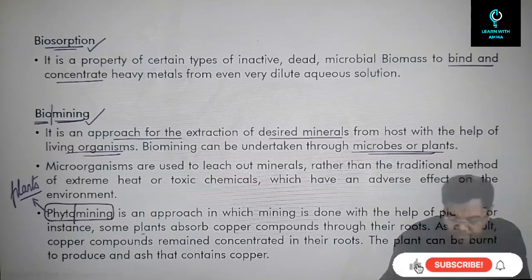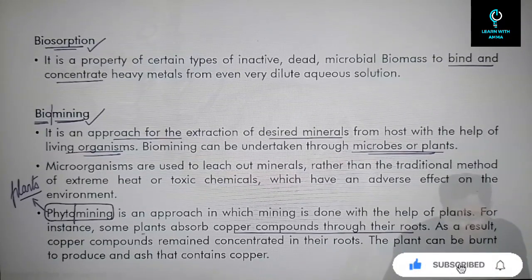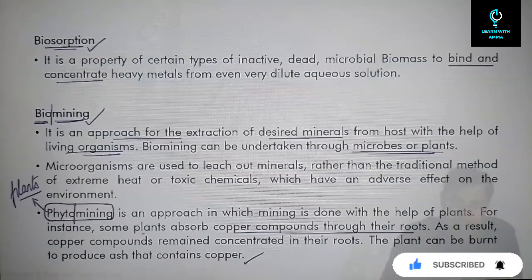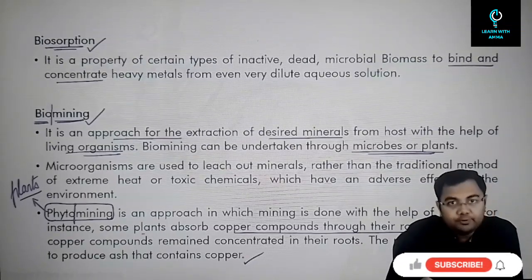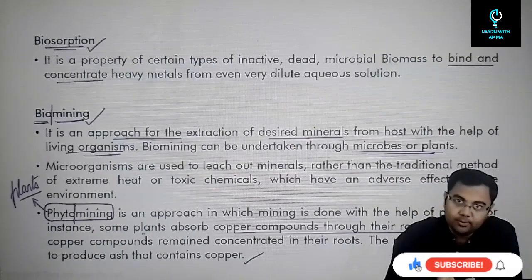So some plants absorb copper compounds through their roots. As a result, copper compounds remain concentrated in their roots. The plant can be burnt to produce ash that contains copper. So this is how phytomining can be carried out. So that's why either microbes will be used or plants will be used in most of the cases.